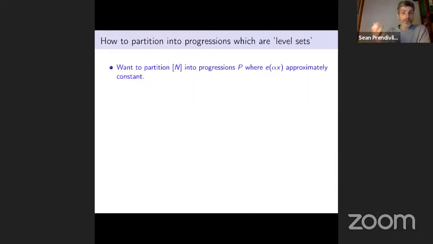So if you're willing to buy that, and if you're not willing to buy it, I encourage you to go and read the notes for the course. If you are willing to buy it, let me wave my hands and convince you why you can partition the interval 1 up to N into subprogressions where this linear phase is approximately constant.